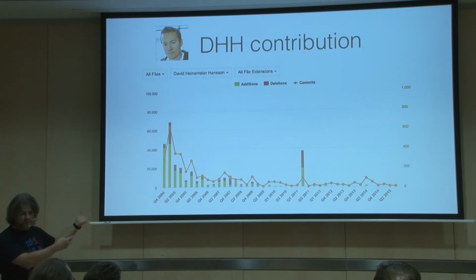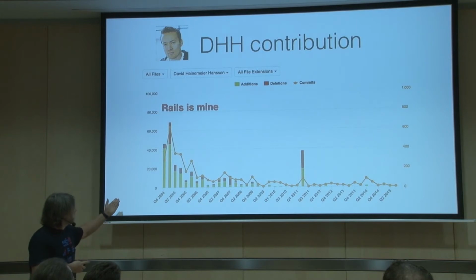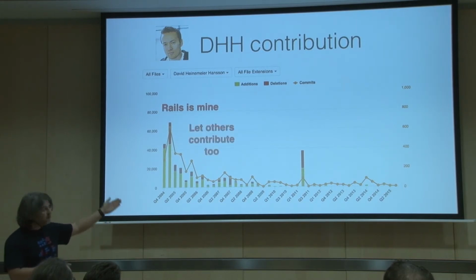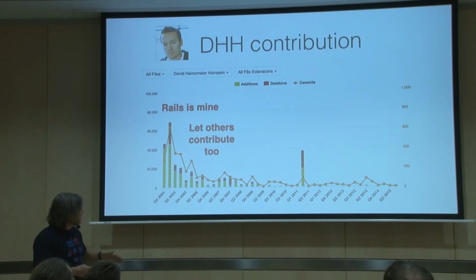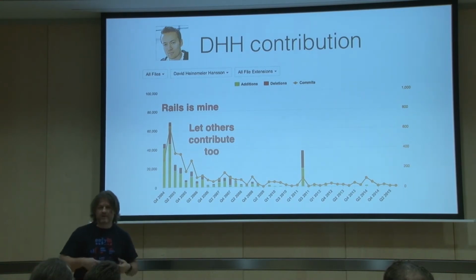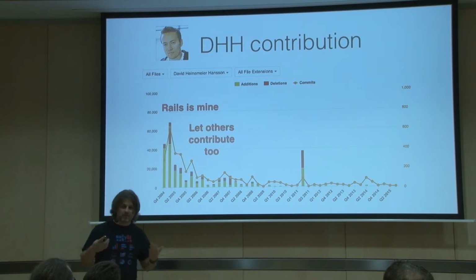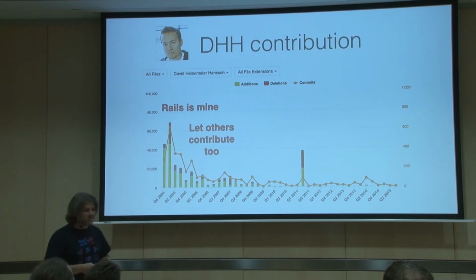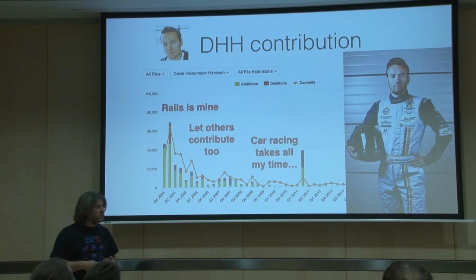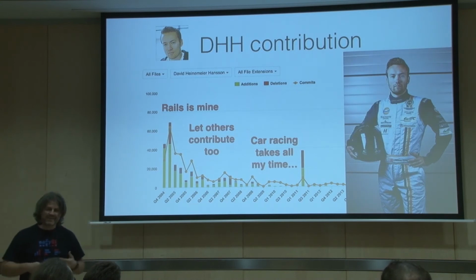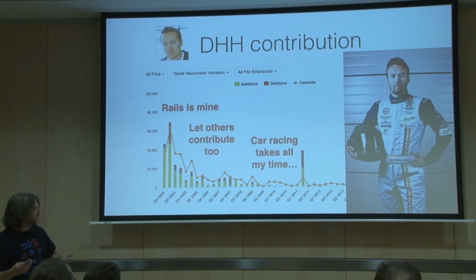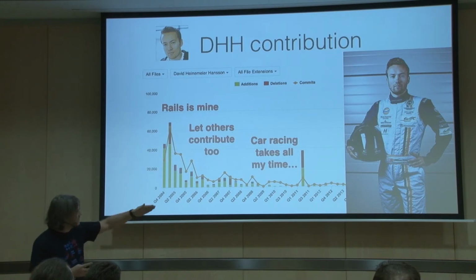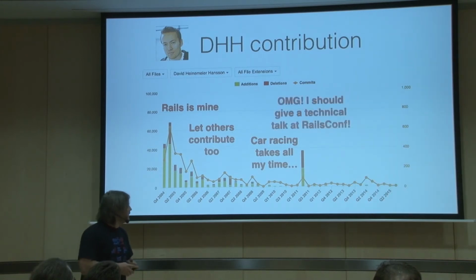We see that in the year 2008, he did everything by himself. He was the lone creator of Ruby on Rails. Then he let other people contribute to the code later, so his contribution diminished. But he was quite successful with 37signals, which made Basecamp, and he started to code less and got some new hobbies. He's quite a well-known race car driver now, and we see that his contributions were diminishing.